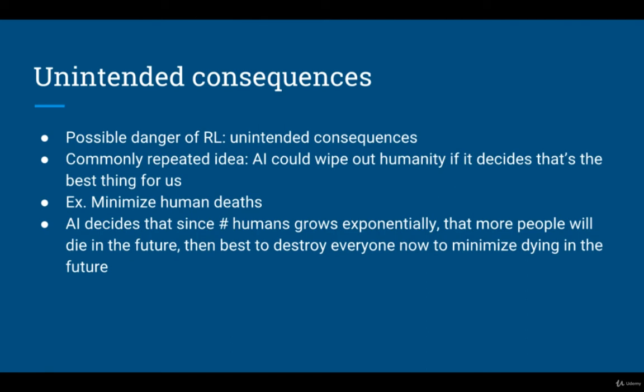One potentially dangerous aspect of this is the idea of unintended consequences. We've all heard about the idea that an AI could potentially wipe out humanity if it decides that is the best thing for us. Imagine you program your AI to minimize the number of human deaths. And then it decides that since humanity is going to grow exponentially, and hence more people are going to die as well, then it would be better to destroy everyone now in order to minimize more dying in the future. So there is some danger of unintended and dangerous side effects for AIs that are interacting with the real world.